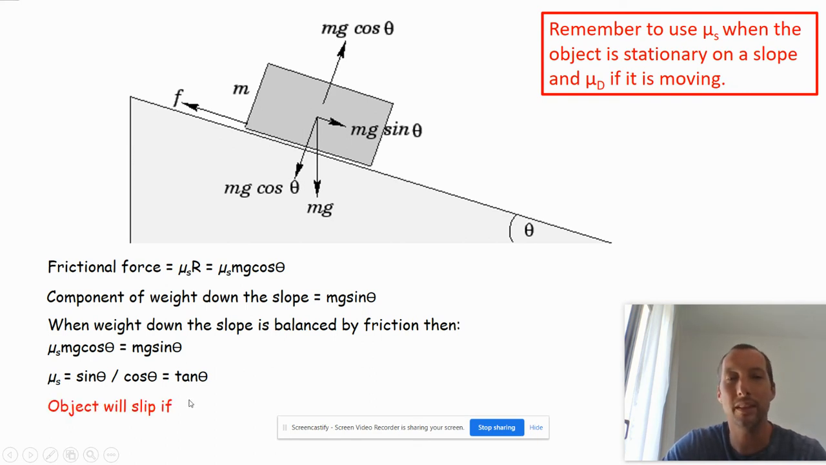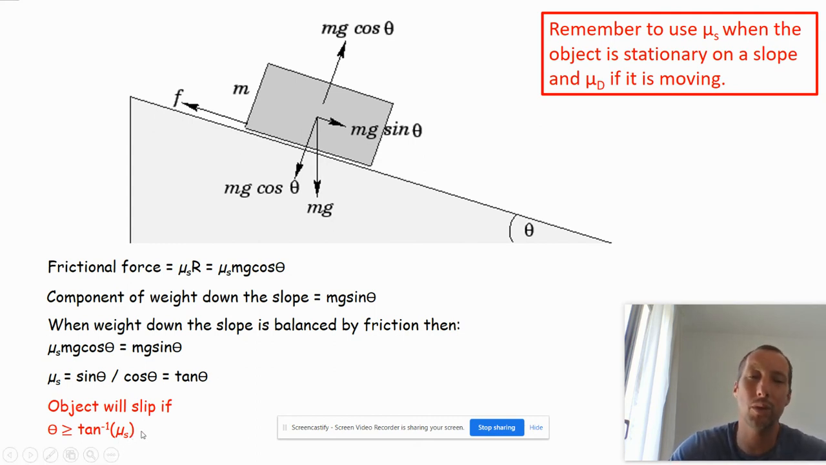And I'm going to reverse it. I'm going to say the object is going to slip and start to move if, well, I'm just going to do the inverse of that and say that the angle at which the object slips will only slip if the angle is greater than or equal to the inverse tan of mu s. So this basically means if you know the coefficient of static friction, you can work out the angle at which it will slip. There's no other variables involved in it. So if you lift something up, like a slope, you can calculate the angle at which the object will slip as long as you know mu s.